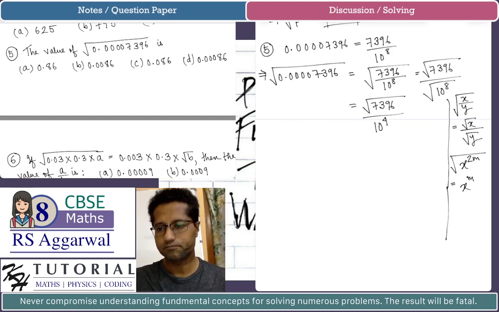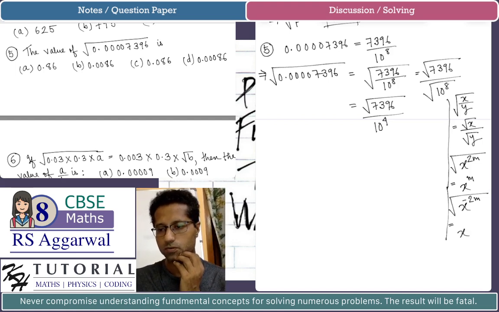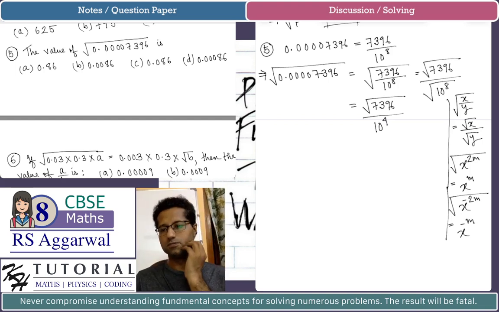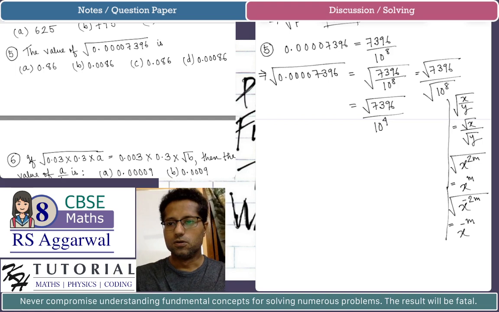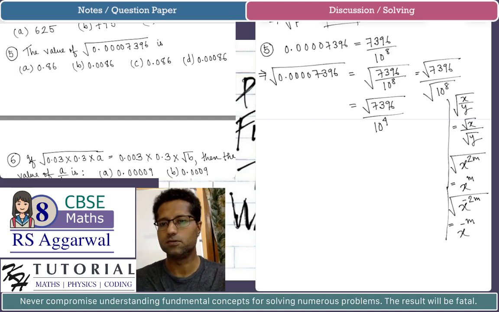Or even if you have x to the power minus 2m, whatever the power is, positive or negative, if it's inside a square root, the power gets divided by 2. So this is equal to x to the power minus m. This you must be very clear of. So that is the reason the square root of 10 to the power 8 is equal to 10 to the power 8 divided by 2, that is 10 to the power 4.